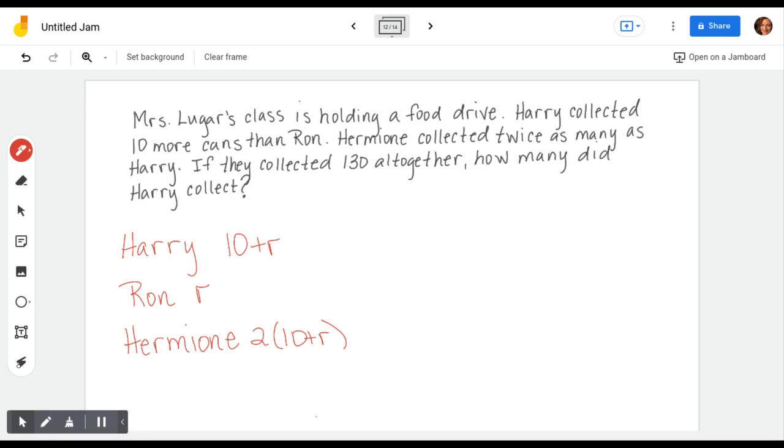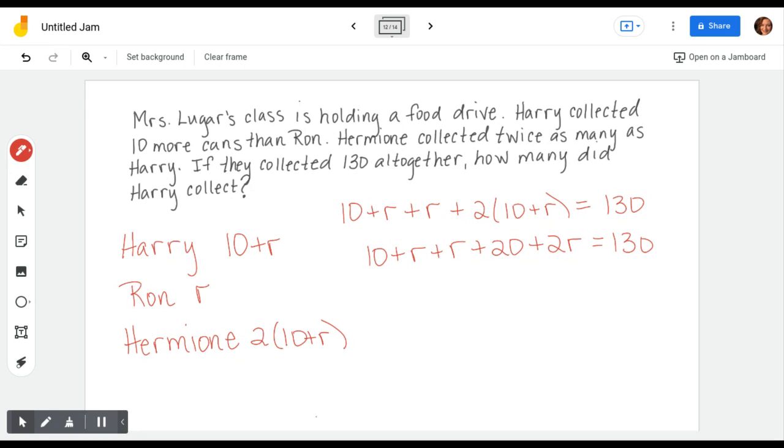And then I know altogether it was 130. Altogether means we add. So I'm going to show 10 plus R, plus Ron's R, plus Hermione's 2 times 10 plus R, altogether equaled 130. Then I'm going to start simplifying. I need to do that distributive property. So this, for a minute, is still 10 plus R plus R. That becomes plus 20, and then plus 2R. Still equals 130.